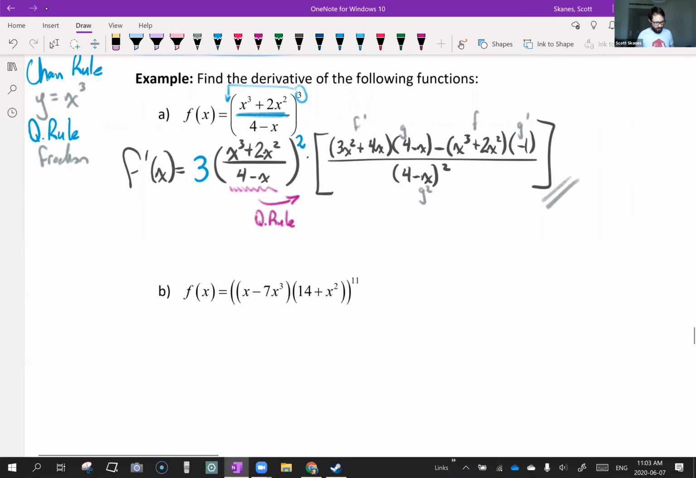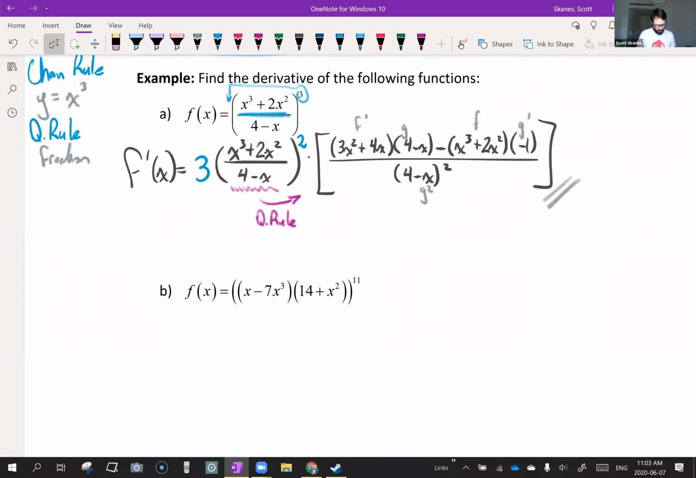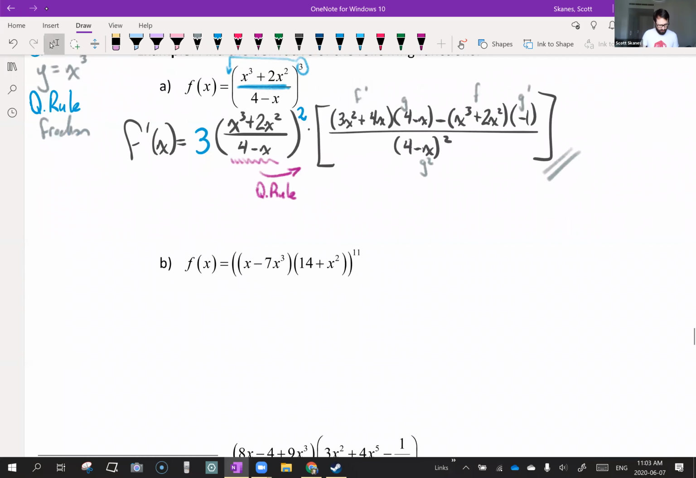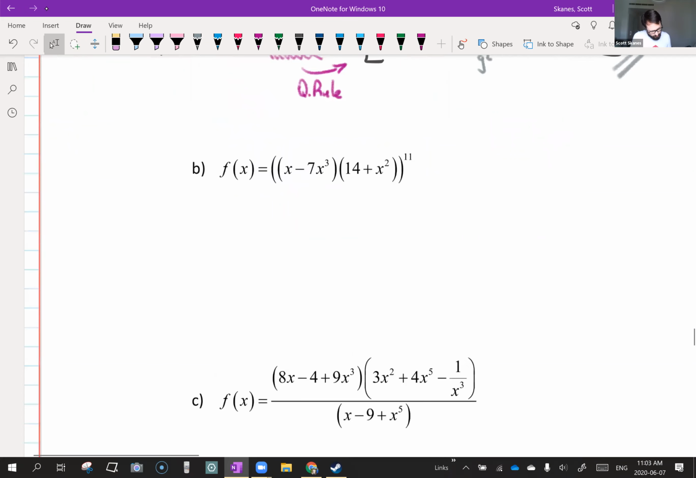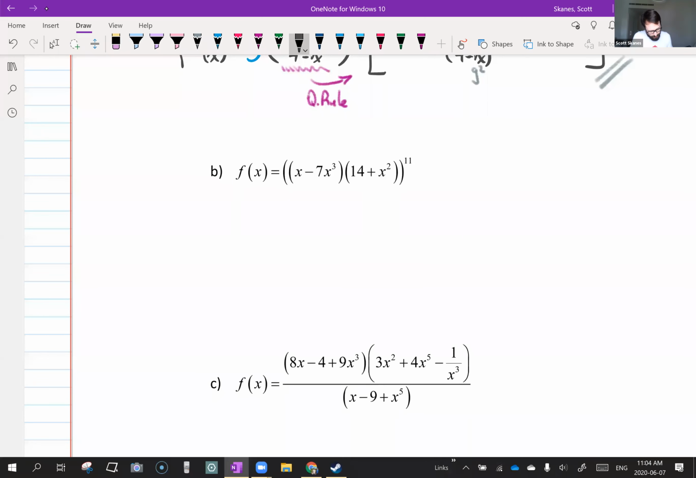All right, so I'm going to move on to B. And hopefully we can make some sense of this. In B, just looking at this right away, I can see that it's definitely a composite function. So we're going to have chain rule, because I can see I have all of this inside of something to the power of 11. So it looks like this. That's the form. So we can do the power, bring it down, subtract, all that stuff.